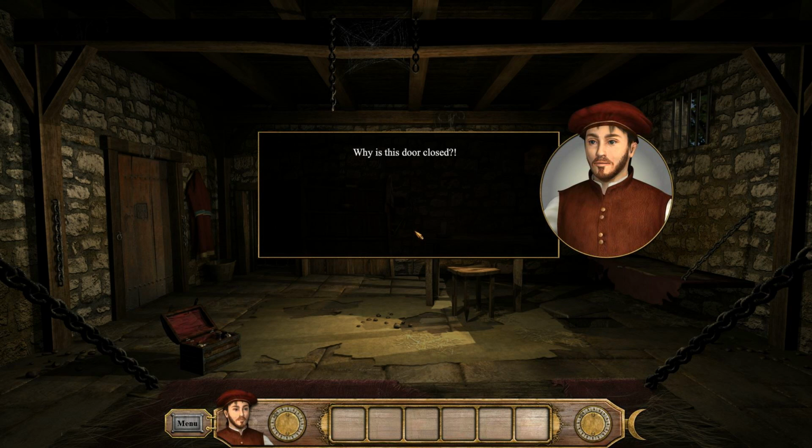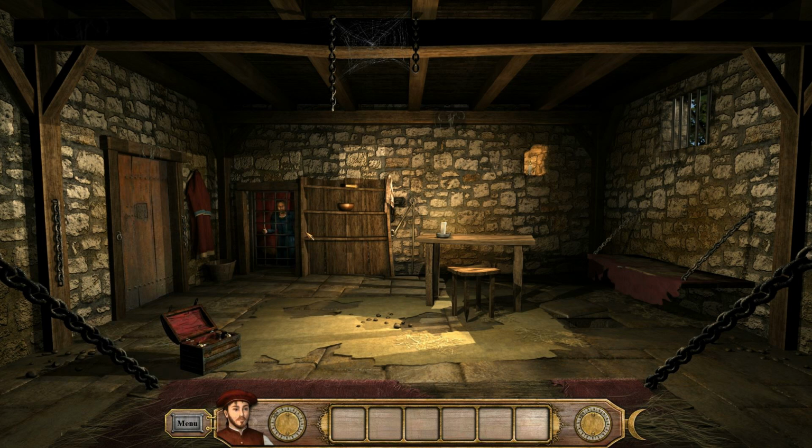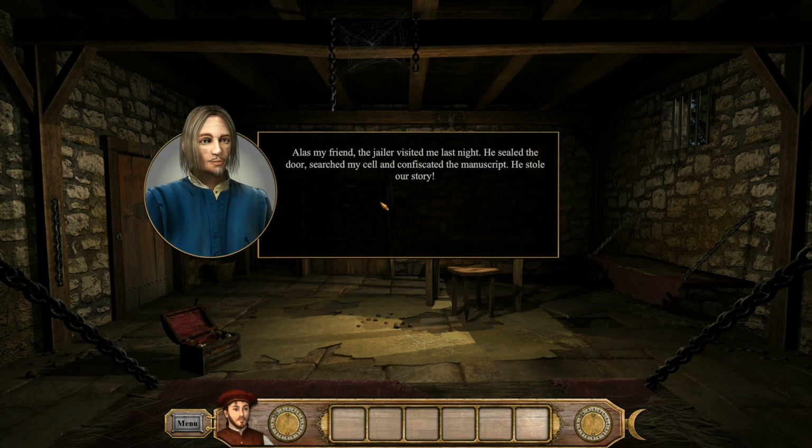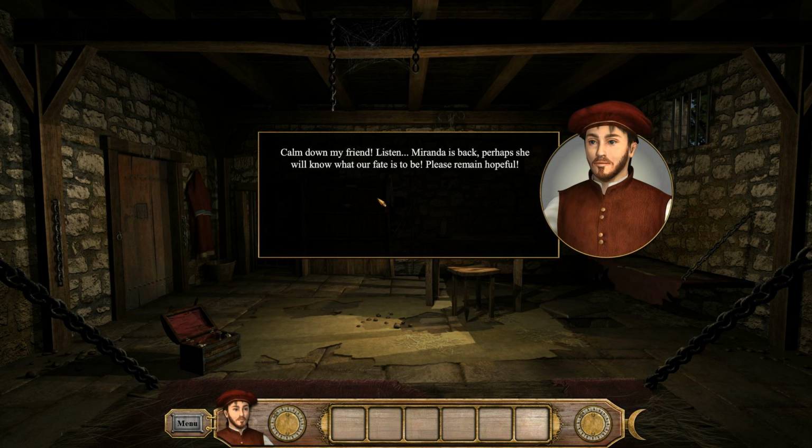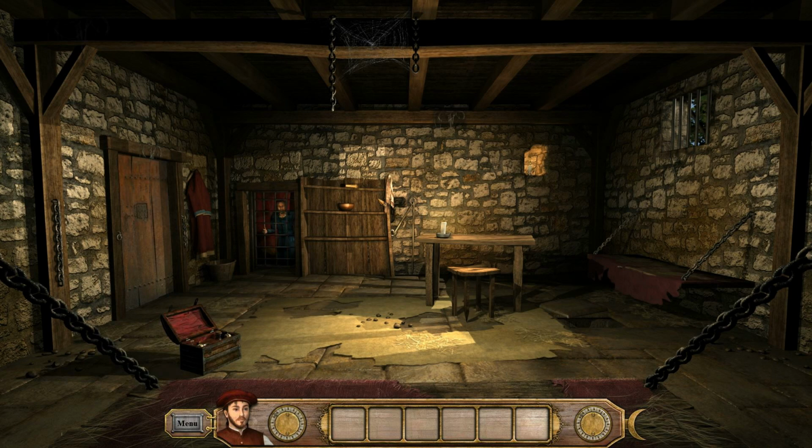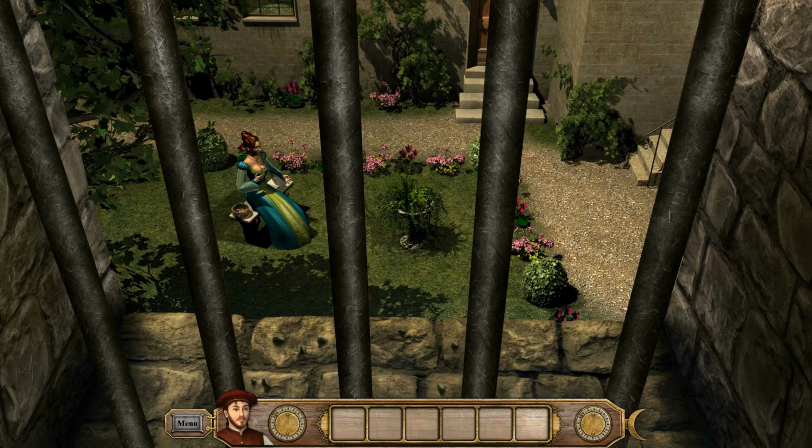Rustichello, you okay? Why is this door closed? You look terrible. What happened? Alas, my friend, the jailer visited me in the night. He sealed the door, searched my cell, and confiscated the manuscript. He stole our story. I'll not survive a return to solitude and long days doing nothing. I think I would rather die if I can no longer write. Calm down, my friend. Listen, Miranda is back. Perhaps she will know what her fate is to be. Please remain hopeful. I shall go and talk to her then.